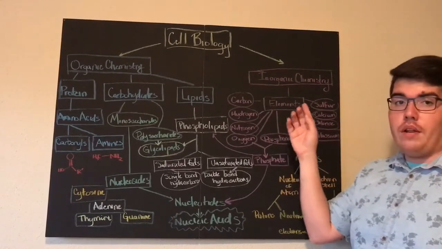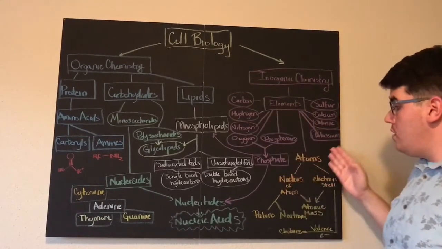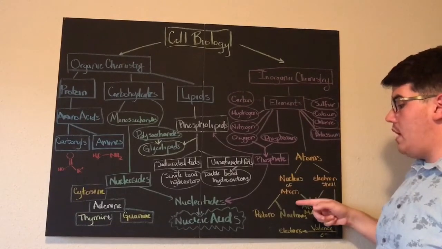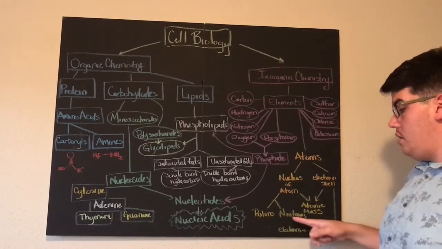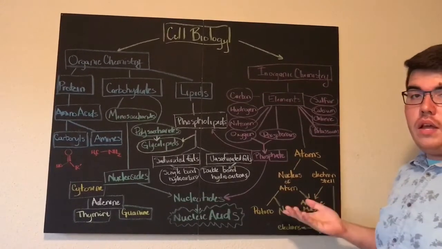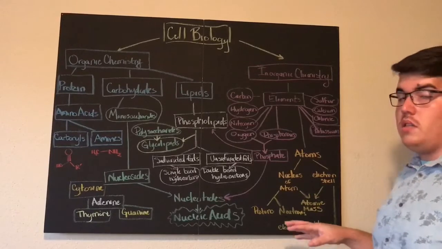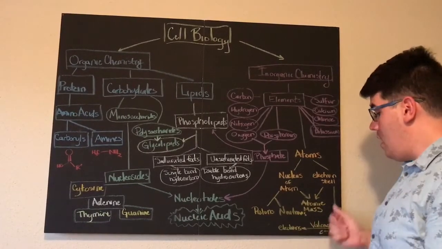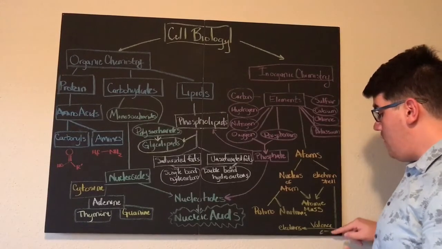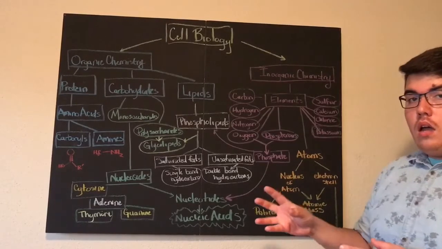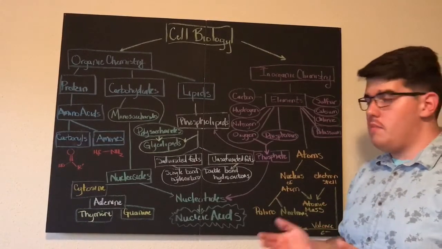And you can even break elements down further into atoms. The nucleus of the atom consists of protons and neutrons, and an electron shell consists of electrons. Altogether, protons, neutrons, and electrons give you an atomic mass. And the valence electron shell, the outside of it, mostly interacts with other atoms to form bonds.